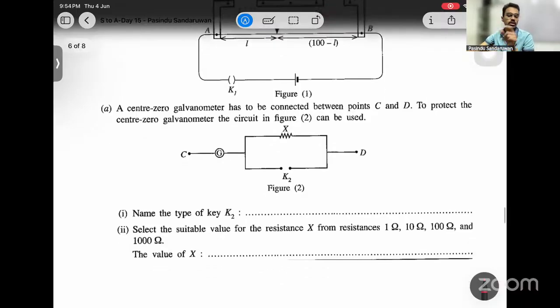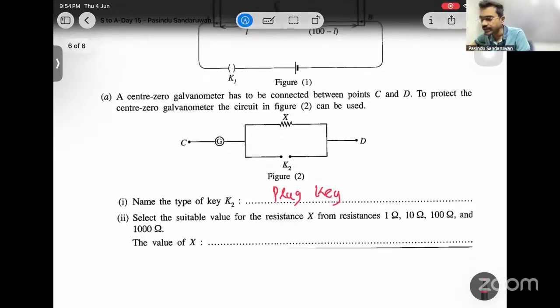Now here we have to keep this shorted until the experiment is done. Then tap keys cannot be used. If the tap key is used, you have to keep tapping it. If hands are taken off, it is going to untap. Then plug keys are used. K2 is a plug key. I explained this in class too, for both meter bridge and potentiometer.